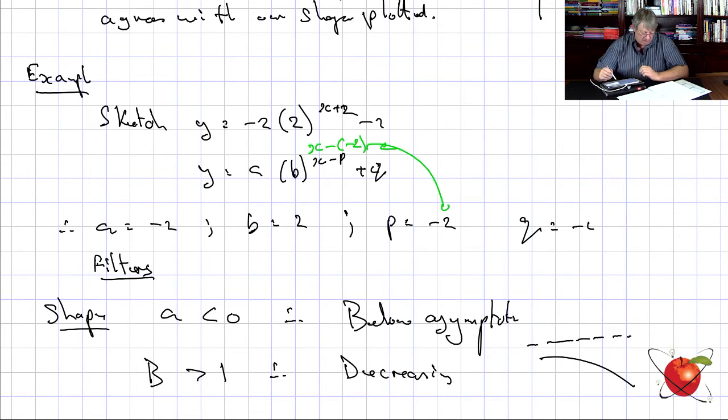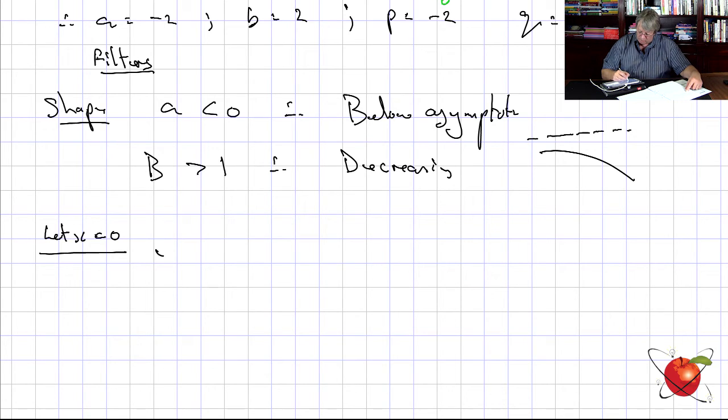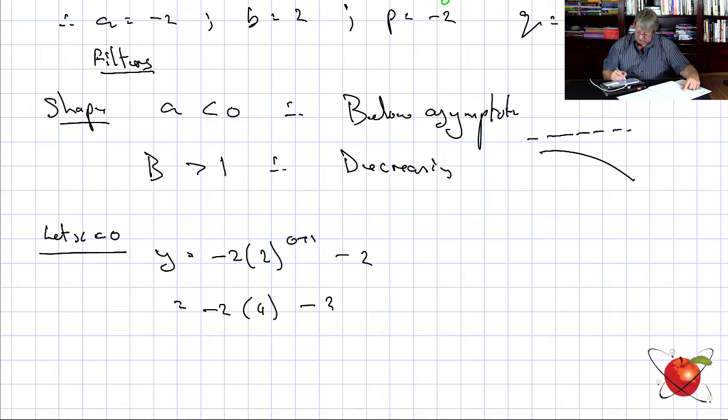What's my next step? Well, my next step is going to be let x equal naught, correct? Right. Let x equal naught. If I do that, I get y equals minus 2 times 2 to the power of 0 plus 2, minus 2, which is going to be equal to minus 2 times 4 minus 2, which is minus 8 minus 2, minus 10. Put my coordinate down, 0 and minus 10.